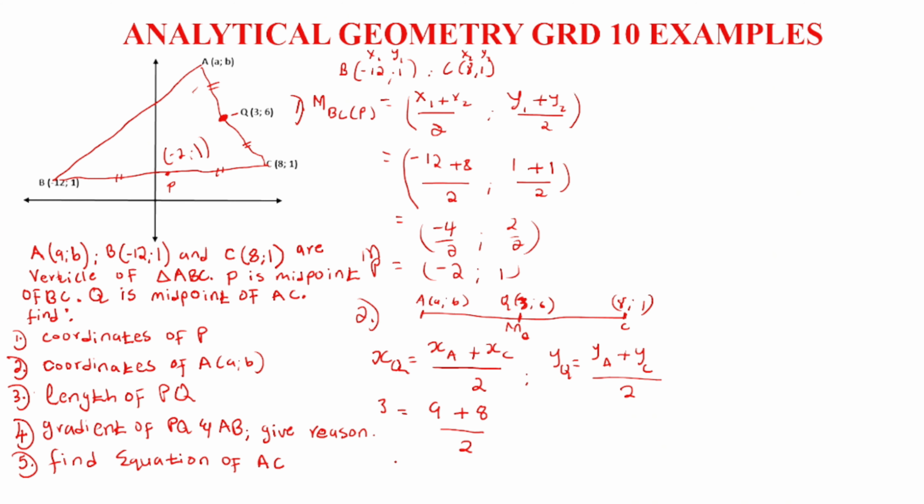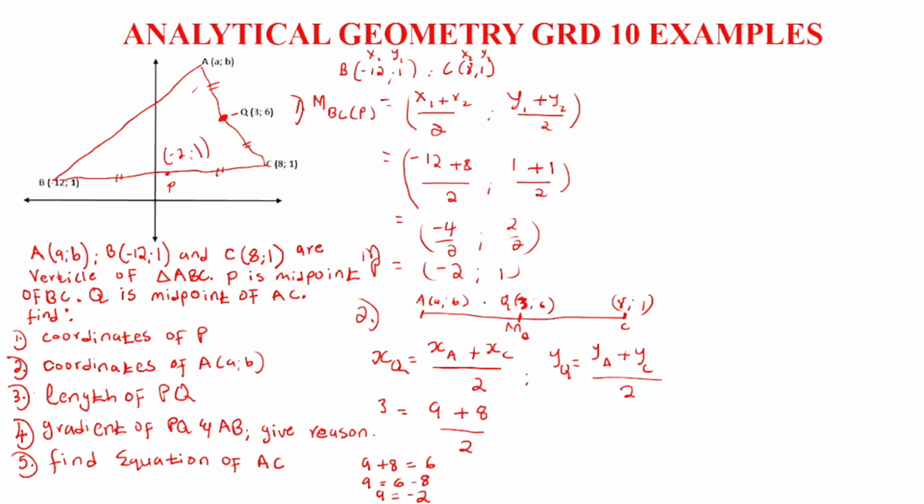Okay, then you do our cross multiplication. We're going to have a plus 8 is equal to 6. Then you take it to the other side. When you jump the equal sign, it's going to be 6 minus 8, which is going to give us minus 2.